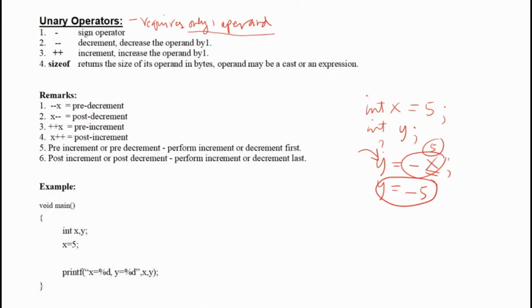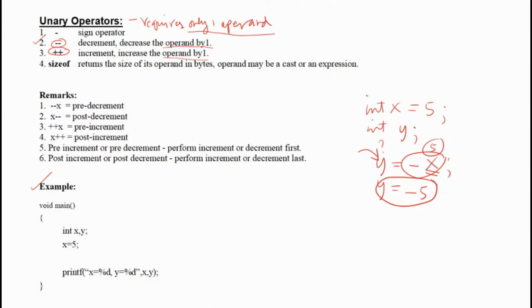in this example. The second unary operator is decrement. Decrement is like two minus operators without space in between. So decrement would decrease the operand by 1. And the third one is increment. It is an operator consisting of two plus symbols, or addition symbols, without space in between, and this would increase the operand by 1.